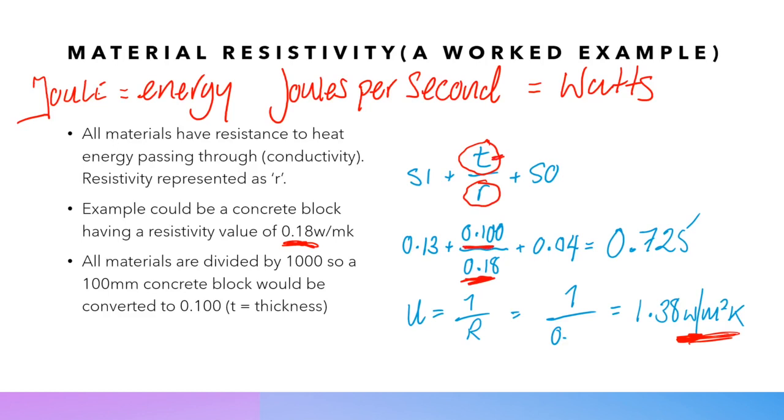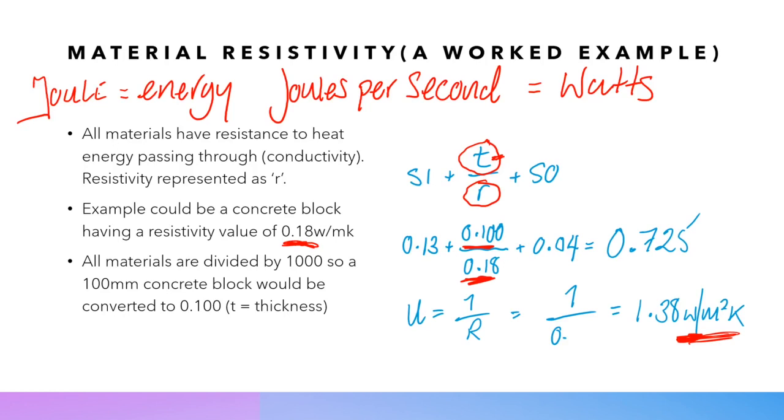The reason why it's divided by 1,000, it's an industry standard. All materials are divided by 1000. If you're not happy with that, go and see the manager. Don't come to me. But if you're given a concrete block 100 mil, it is now 0.1. You just move everything 3 places to the right. You don't need a calculator. Just move everything 3 places to the right.